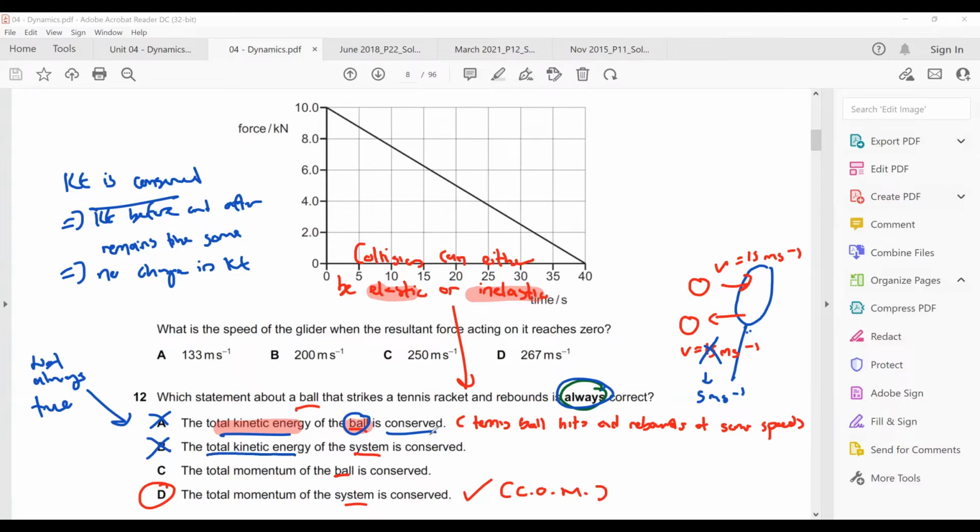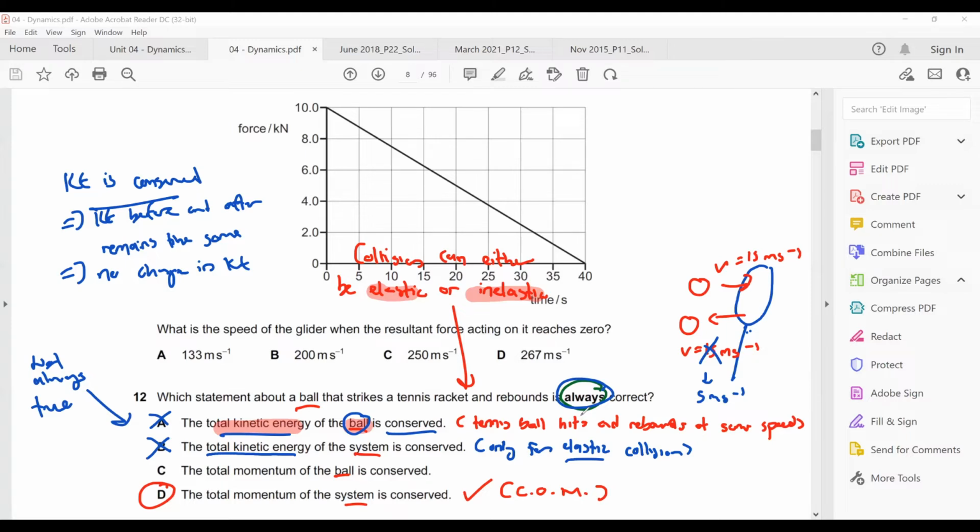This one is only for elastic collision. Recall that when you talk about collisions, specifically for elastic collisions, there were some special criteria for them. First one being total kinetic energy is conserved.